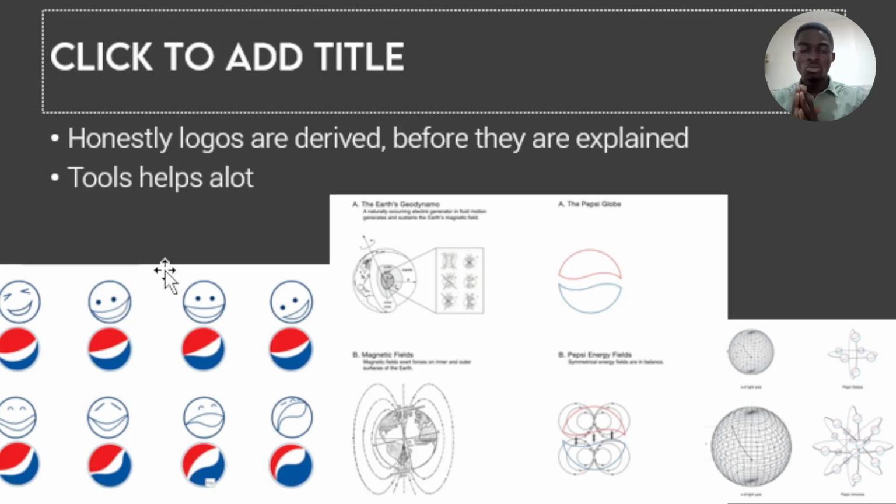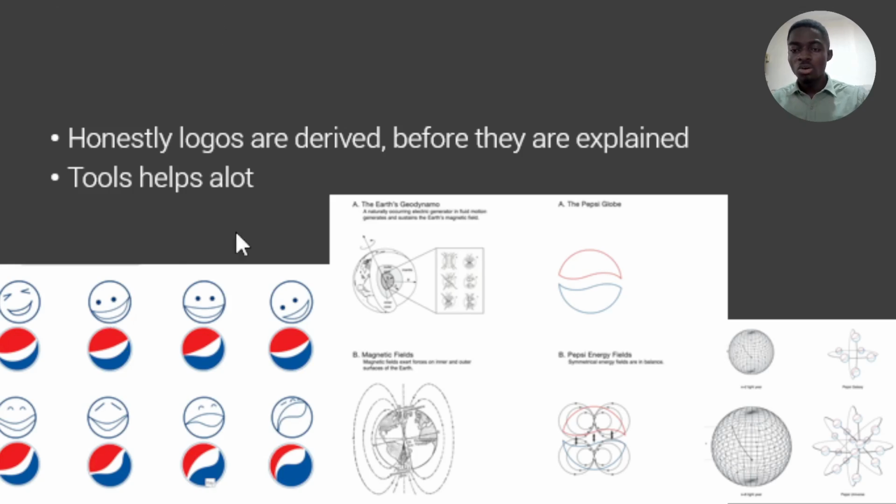Now, the conclusion is that honestly, all logos are derived before they are explained. And a lot of tools help us to get logos. This is the Pepsi logo. Some people call it a scam. The guy did all these things. He used the Earth's magnetic field, and he used the galaxy and some other things just to explain the final Pepsi logo, which was, I think, this one. Yes, and he charged like $1 million for it. It was a lot of pages. It was more than just this picture, but there's a whole book on the logo explanation at the end of the day. And that, my friends, is the conclusion of this lesson.